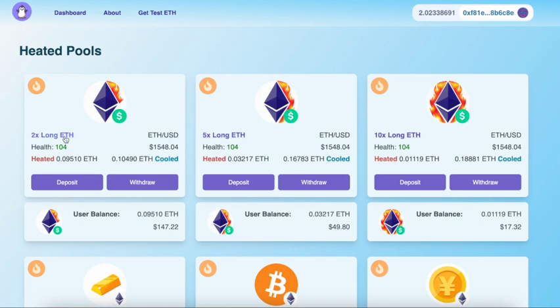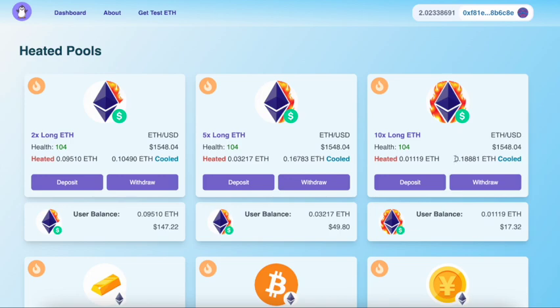So you can see we have 2x long ETH, 5x long ETH, 10x long ETH. These are the targets, and then their health is right below. So this shows you how well it is being served. Right here, you can see we have 0.09 ETH to heated and 0.10 on cooled. So those are essentially even on this 2x long pool here, and that's why the health is basically 100, which is perfect.